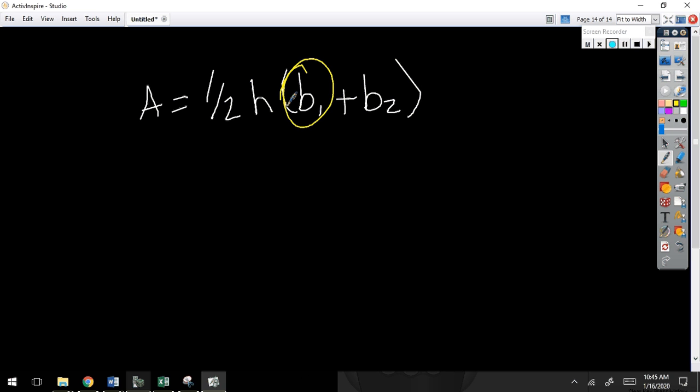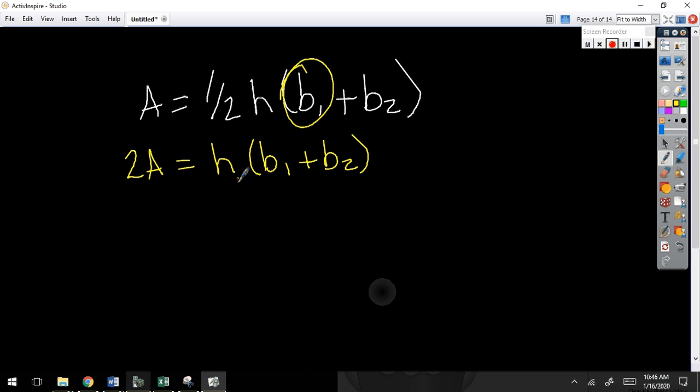Just treat each variable the same way you would a number, and if it doesn't combine with anything, leave it written in there. So if these were numbers, what would you do first? What would you get rid of first? The one half, right? Instead of dividing by a half, I would want to multiply by 2. So I'd end up with 2a equals height times B1 plus B2. What can I do now?